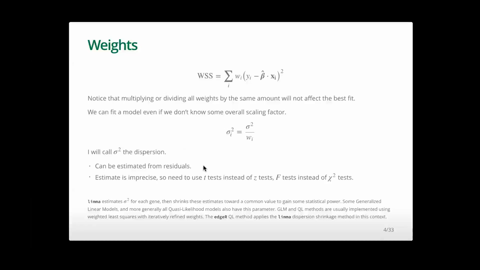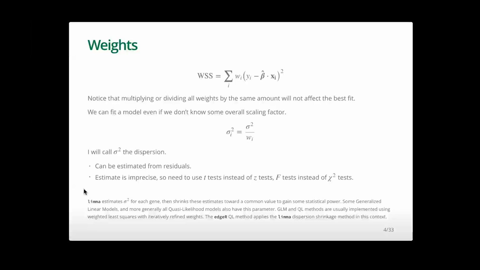This is very similar to estimating residual standard deviation, just adding weights into the mix. Now, one thing you need to think about when estimating this dispersion is that it's an estimate, and it's imprecise. So that leads us to, rather than using Z tests when we do statistical tests, use T tests, or rather than chi-squared tests, use F tests to take into account that uncertainty.